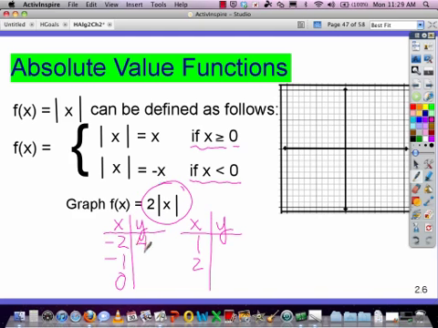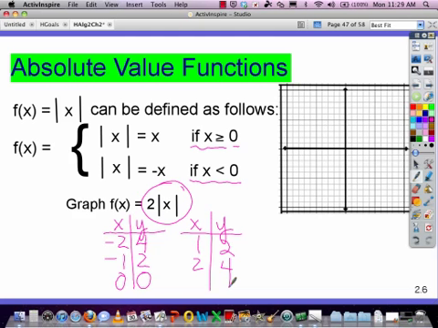The absolute value of -1 is 1. 1 times 2 is 2. Absolute value of 0 is 0. Times 2 is 0. Absolute value of 1 is 1 times 2. Absolute value of 2 is 2 times 2 is 4. So you can see our ordered pairs. And if we continued putting other x and y values in, fractions, decimals, we would have more values, but we have enough here, so let's go.